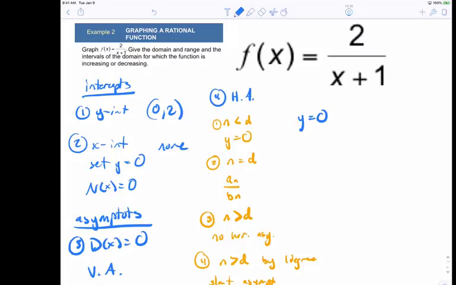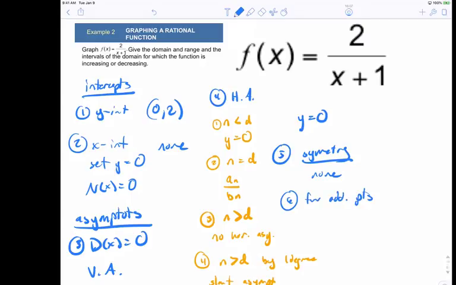We could do a test for symmetry. I'm going to go ahead and add that in there. Number 5 is the test for symmetry. All we do is replace x with negative x and see if we can get back to the original. There's no symmetry here, because if we replace x with negative x, we can't get back any form of the original. And then the 6th step is a few additional points.